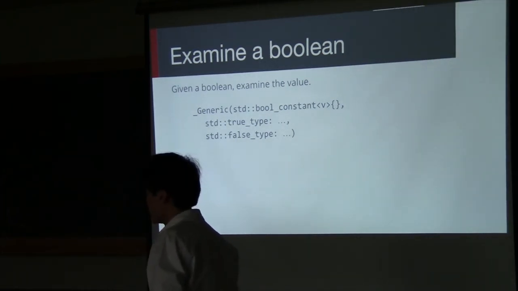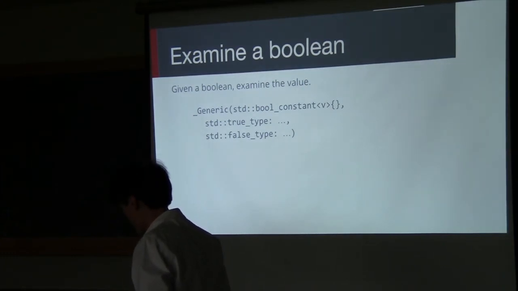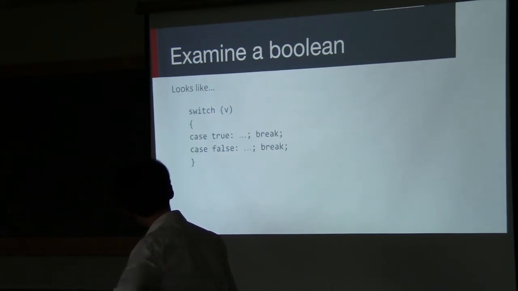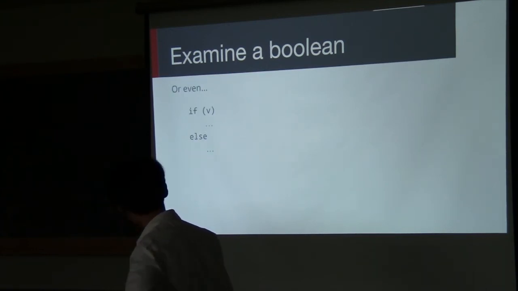since we're already able to examine an integral value, Boolean is an integral value, right? We can also examine on the value of Boolean. So how is this any better than just doing a constexpr if with just a switch statement? I'm going to spend half an hour to talk about this. This looks like switching, right? Case true, case false. And moreover, this looks like you have if else, right? This is just replacing the runtime value, and it's a static if, right? Yes.